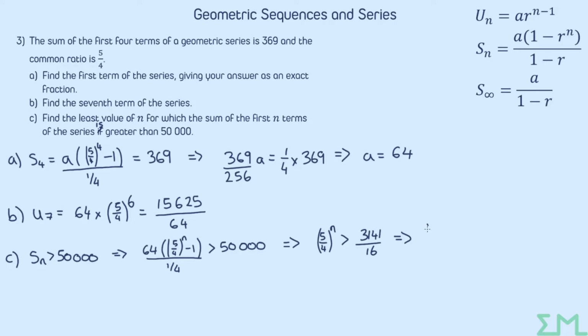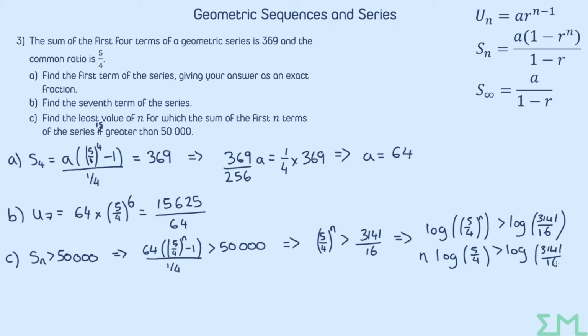So the way we do that then is to write log on each side first to show what we are doing. So log of this side is larger than log of this side. And then what we're able to do is bring the n down using one of our log laws, giving us log base 10 of 5/4 is larger than log base 10 of 3141/16. Okay, and then it just requires dividing by the log 5/4.